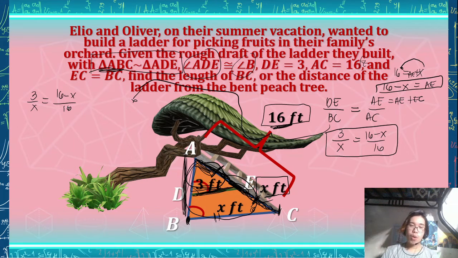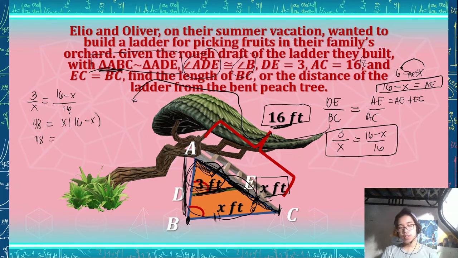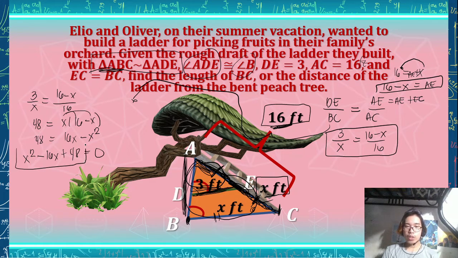Using the extremes-means property, or cross multiplication, we can say that 48 is equal to, yeah, 16 times 3, so that's 48. That's equal to X times 16 minus X, and this gives us a quadratic term. So that's 16x minus x squared. If we transfer x squared and 16x to the other side as well, this gives us x squared minus 16x plus 48 is equal to 0. Therefore, we have a trinomial that we can factor in order to find the value of x.